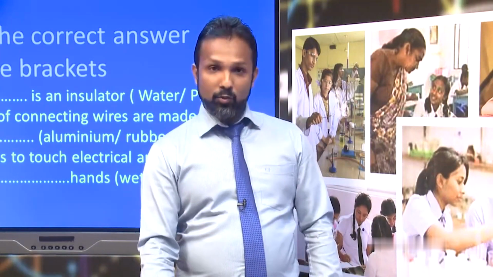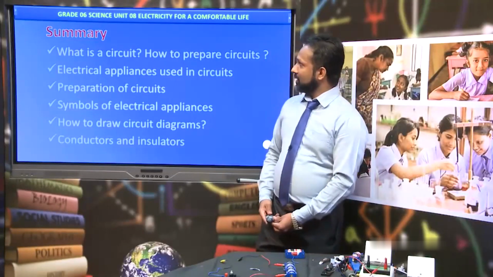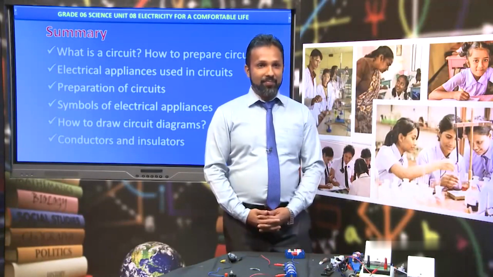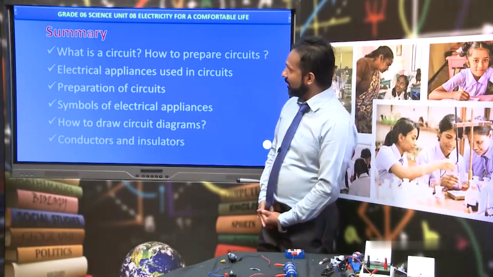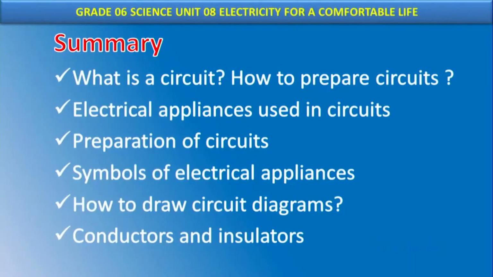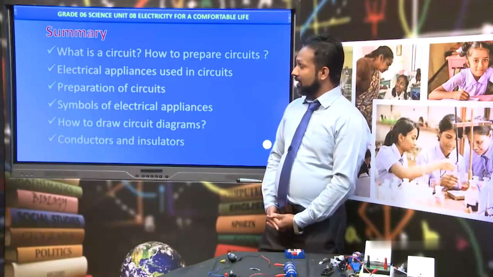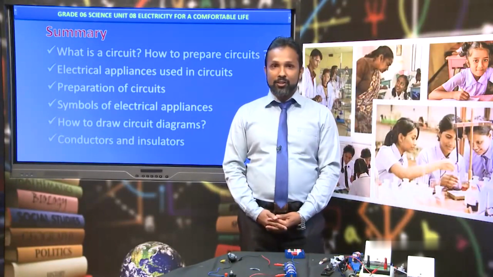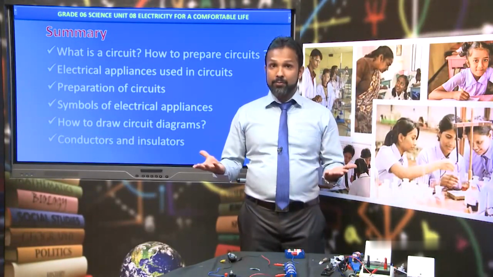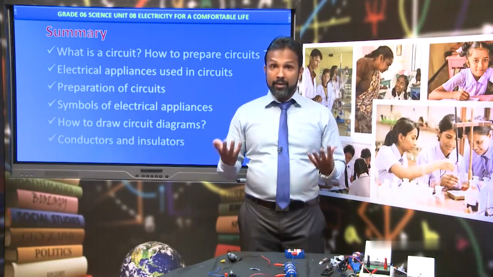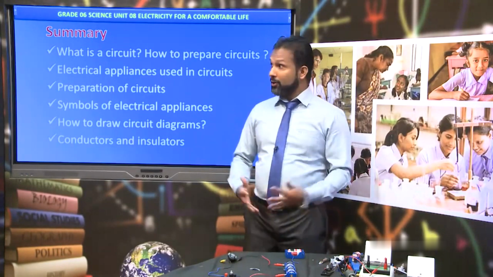Before that, let's move to the summary. Right. What did we learn today? Today we studied about a circuit. What is a circuit? You can remember, a circuit is a system which allows electricity to flow through it. Then we learned how to prepare circuits. We prepared several circuits. Then we learned the electrical appliances that we use to prepare circuits: bulbs, batteries, dry cells, ammeter, galvanometer. We learned all those things.